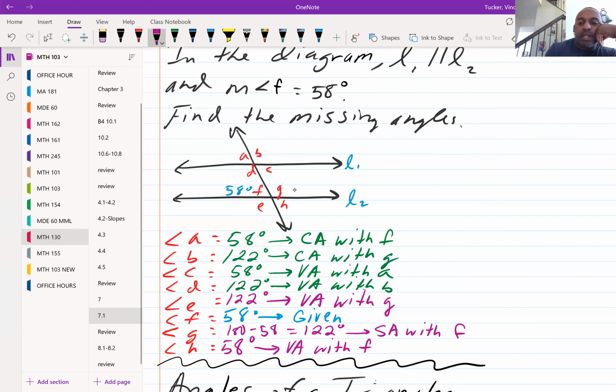And then I went ahead and did vertical angles. A and C are vertical angles, so that's why they're equal. They're both 58. And then B and D are vertical angles, so that's why both of those are 122. Questions?